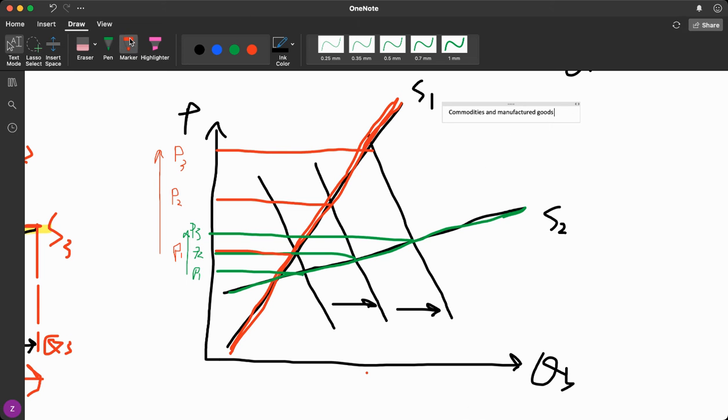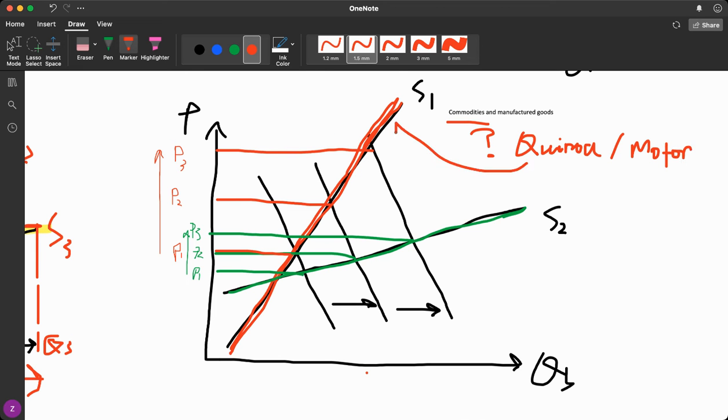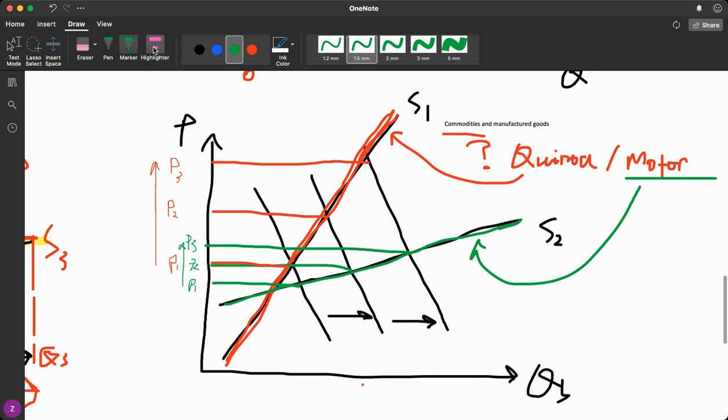So, okay, here's a question. Which one would represent the supply curve for commodities like quinoa, and which one represents the curve for manufactured goods, say motorcycles? Pause for a second. It is the more inelastic one, right? So this one marked in red, because the value for PES will be much smaller for the steeper curve. So now let's consider a demand shift due to, for example, consumers' rising income. So we see a greater fluctuation in price for quinoa here.